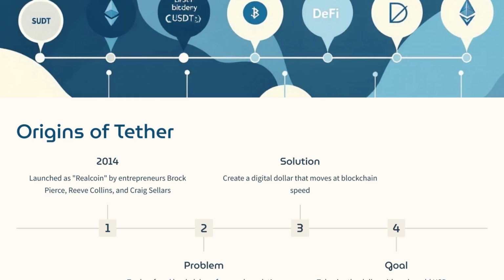Because while Bitcoin is about scarcity and Ethereum is about programmability, Tether is about stability and liquidity, and it might just be the glue that holds the crypto markets together.